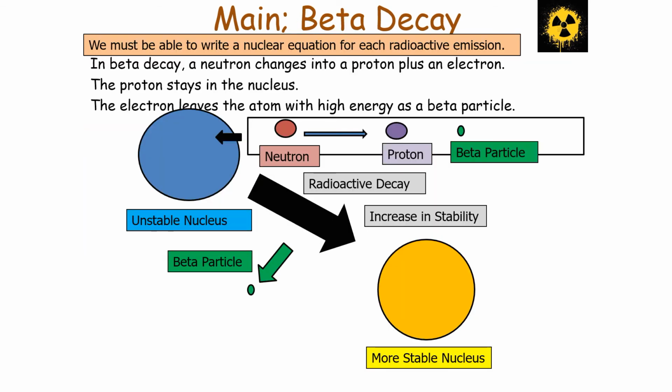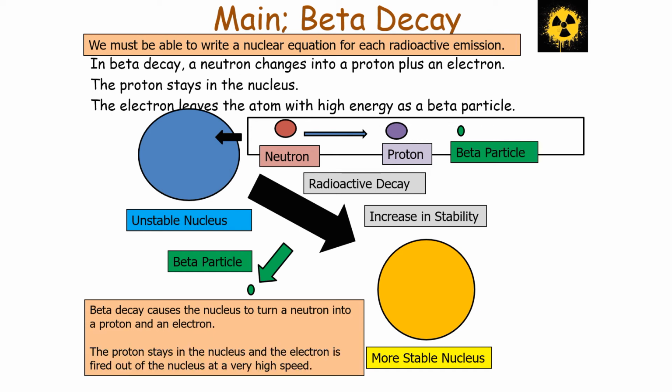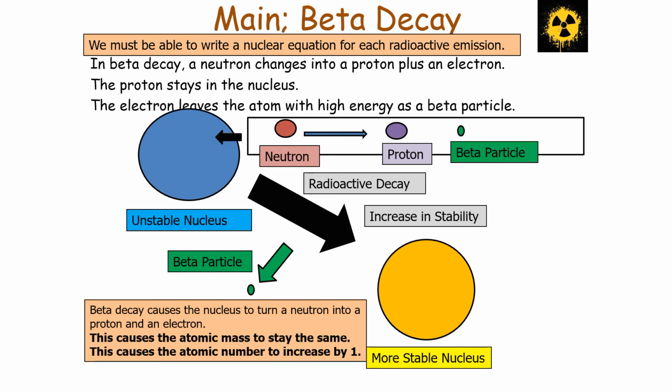Now in beta decay, a neutron changes into a proton plus an electron. The proton stays in the nucleus, but the electron leaves the atom with a high energy as a beta particle. So beta decay causes the nucleus to turn one neutron into a proton and an electron. The proton stays in the nucleus and the electron is fired out of the nucleus at a very high speed.